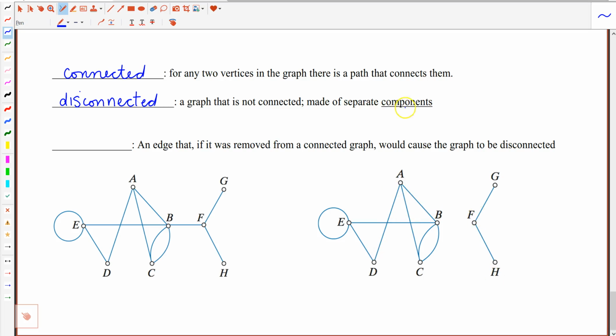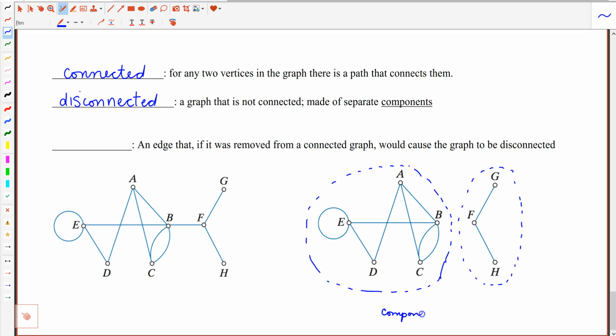So in this case, we could make the argument that this graph is made up of separate components, where each component is in itself connected. This would be an example of one of the components, and this would be another component. Because when we look at the graph, we look at this as an entire structure.